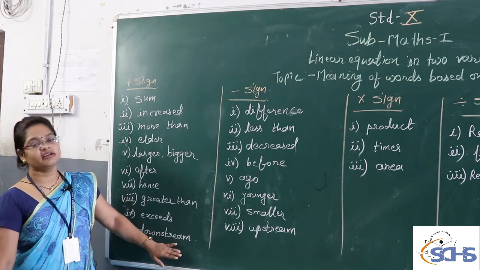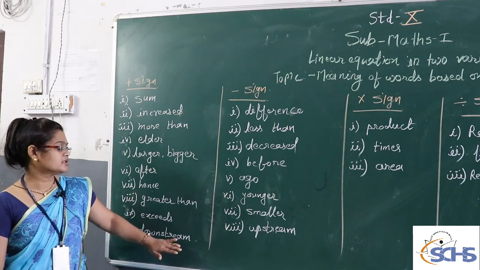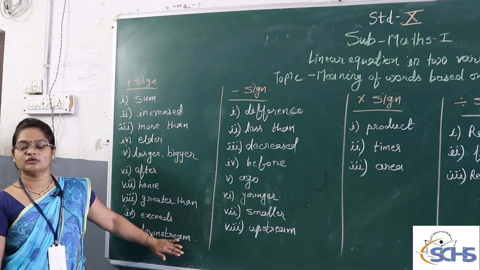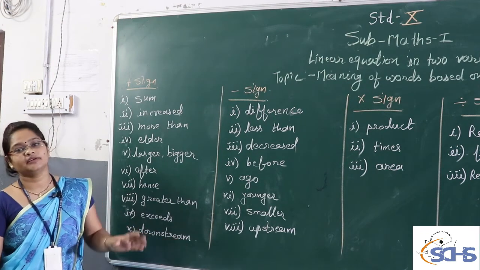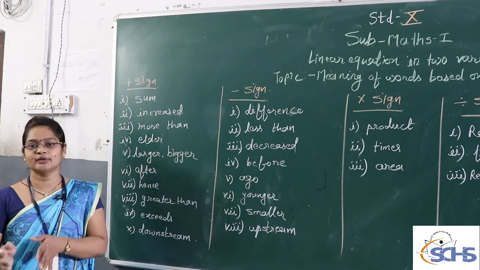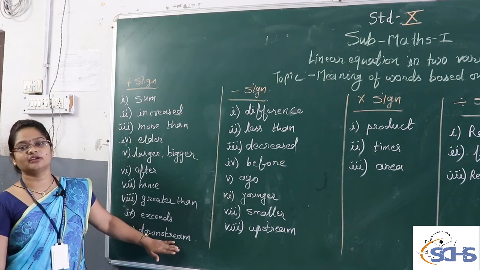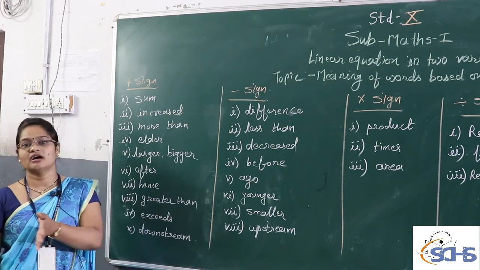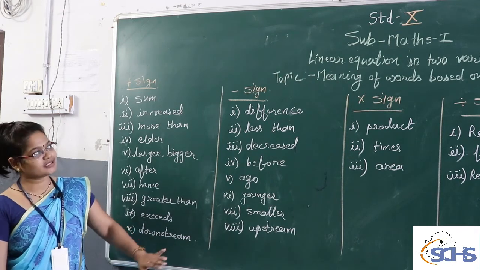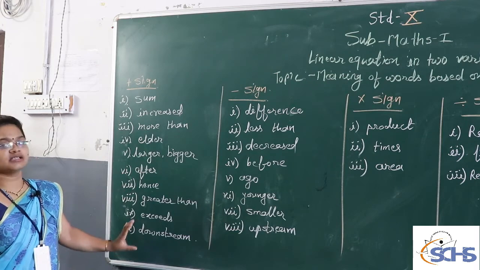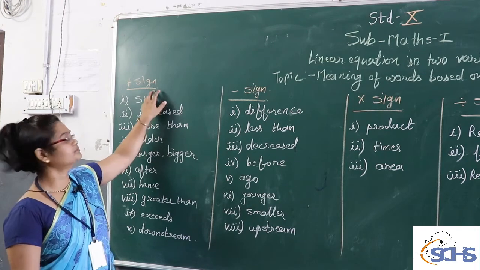After that, the downstream word we generally use in case of boat in water. So whenever we are using the downstream word, here also we have to use plus sign. What we do here is the addition of the speed of boat and speed of stream, means speed of boat and speed of water current. Suppose the speed of boat is x and the speed of stream is y, then while finding the downstream speed we do here x plus y. Now whenever these words are given in word problems, we have to take plus sign.